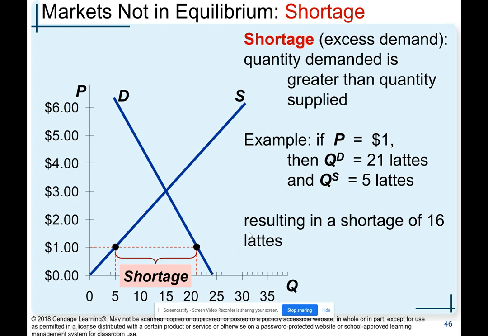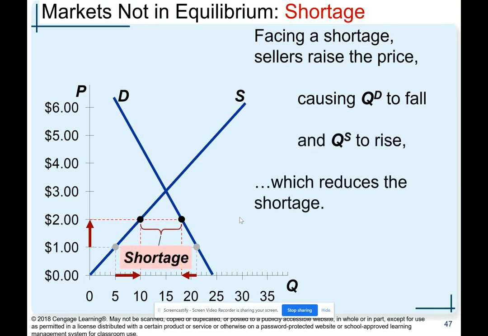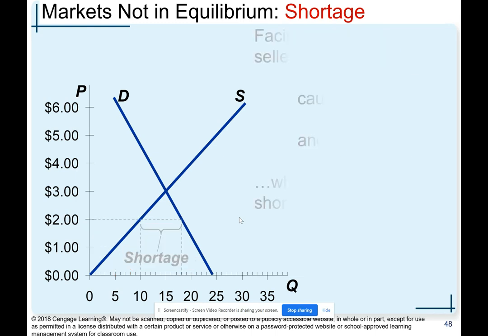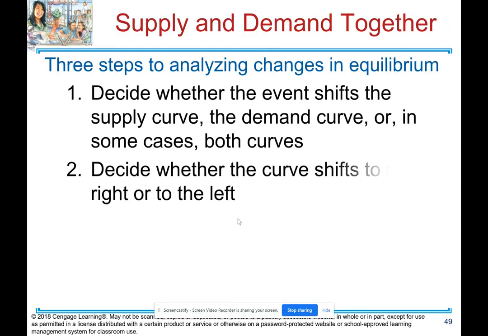A shortage in the marketplace will result in an upward pressure on price as price gravitates towards equilibrium. So, facing a shortage, sellers raise their prices, quantity demanded falls, quantity supplied rises, which reduces the shortage. And this continues until equilibrium in the market is established.